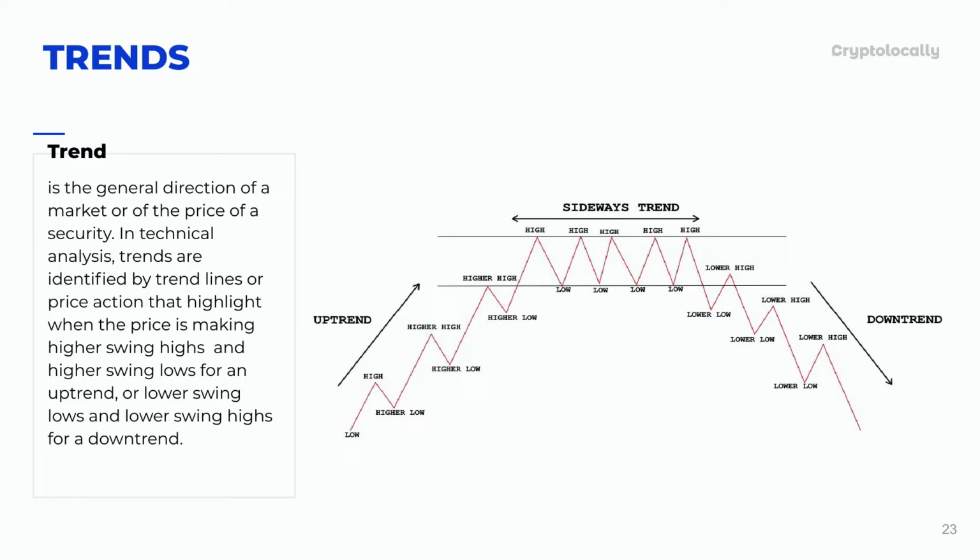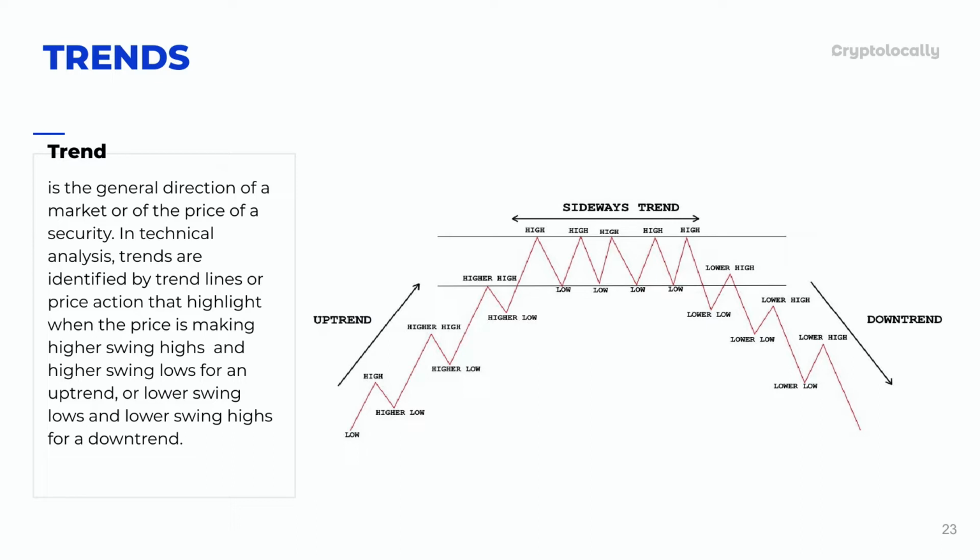In technical analysis, trends are identified by trend lines or price action that highlight when the price is making higher swing highs and higher swing lows for an uptrend, and lower swing lows and lower swing highs for a downtrend. So let me explain what this looks like in a real life scenario.